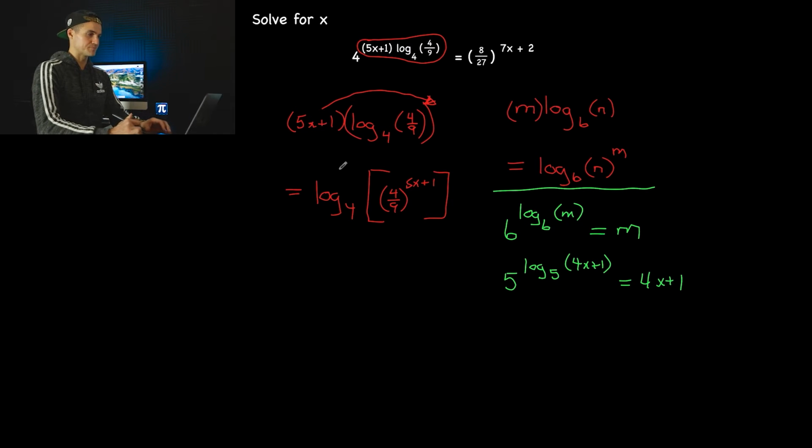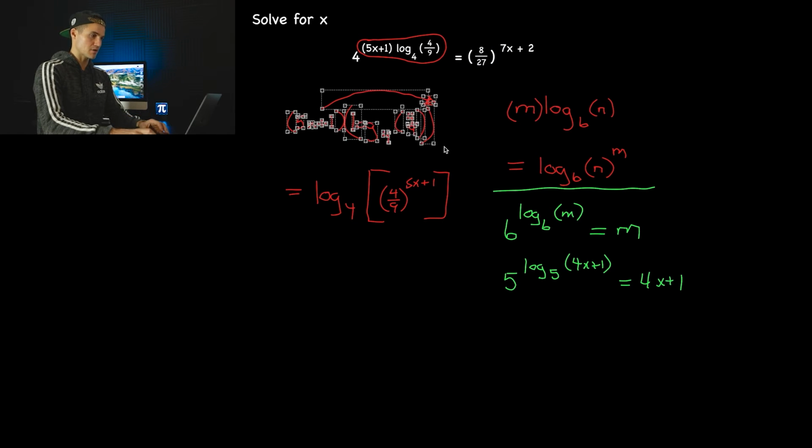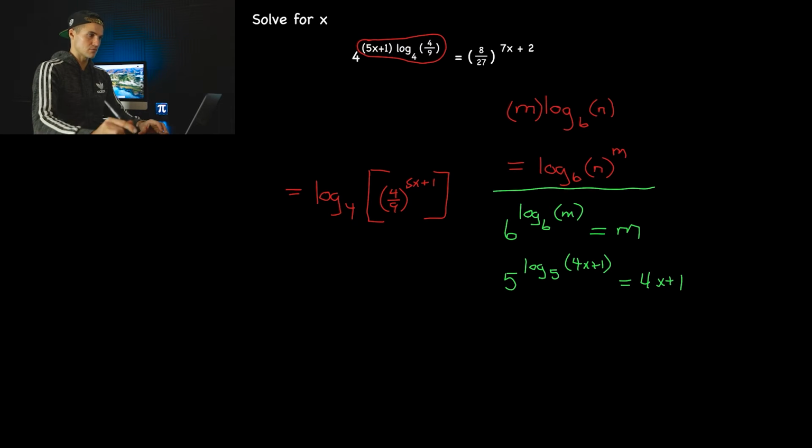Well, using that over here, let's erase some stuff, create some room here. So I'm going to rewrite this left side as 4 to the power of this simplified expression that we had for this exponent when we brought the 5x plus 1 up, right? So we'll have log base 4, 4 over 9 to the power of 5x plus 1. And that's all in brackets like that.